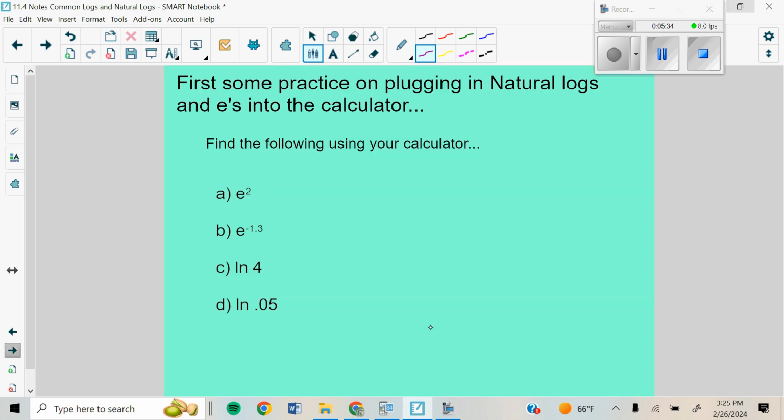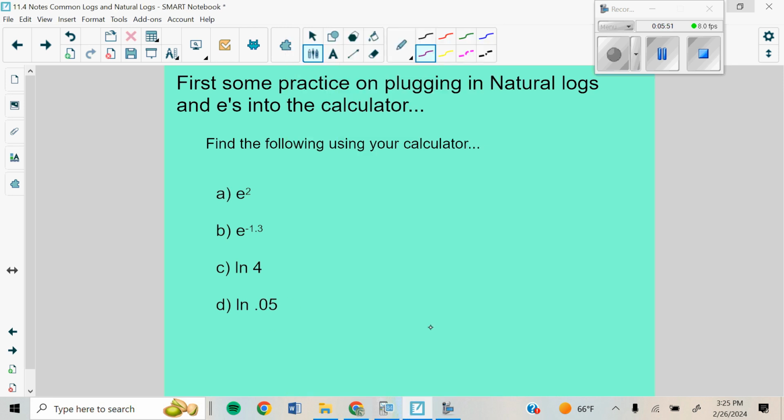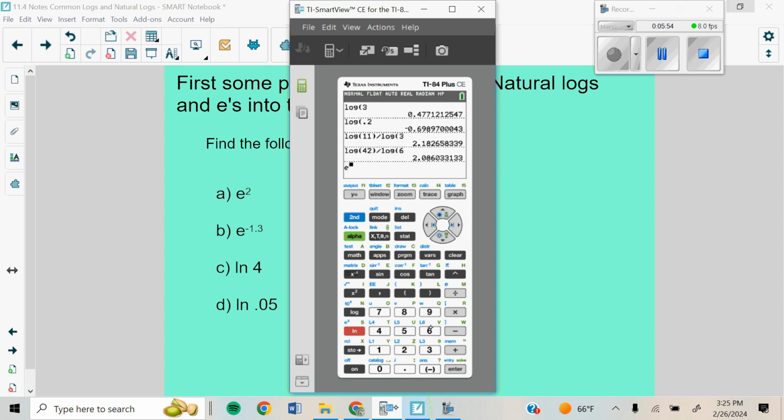So let's just find out where e is on our calculator, and natural log is that ln. If I have the ln button on your calculator, that one's there. And if you look at the little blue above it, that's e to the x. So to get that, we hit second ln, and that gives us our e.